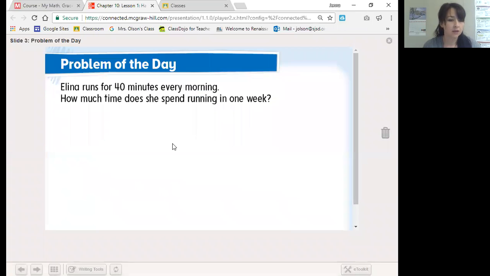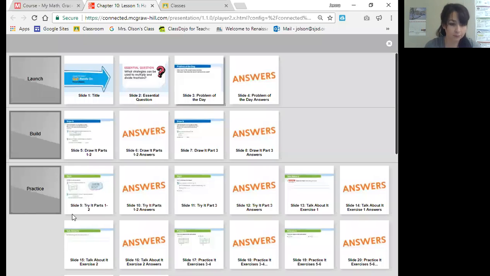Problem of the day. Elena runs for 40 minutes every morning. How much time does she spend running in 1 week? So this seems to be the easiest problem of the day that we've ever had. I would appreciate, though, if you could draw me something or show me something with your math that would prove to me that you understand how to solve this problem. Even a picture would help me. So I'm just going to move on. You can pause your video and work this out on your blank piece of paper, and then keep going when you're ready. Okay, I'm going to go to the next problem.